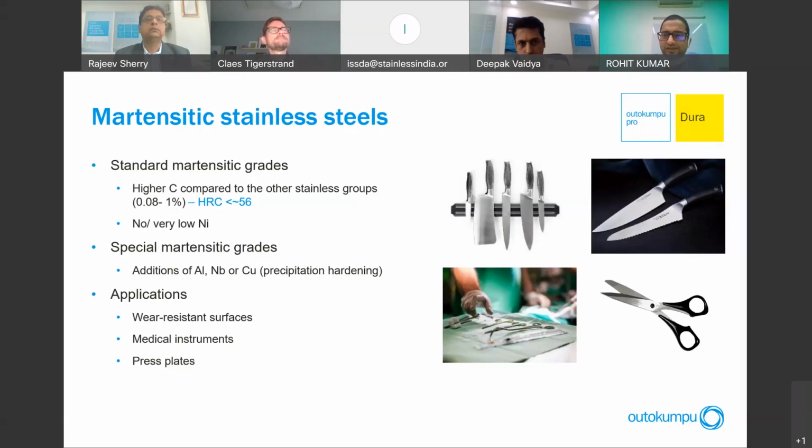Okay, so thank you. Then the next question is from Mr. Sabrish Nair, and he's asking, can you please elaborate if there is any negative effect of molybdenum?